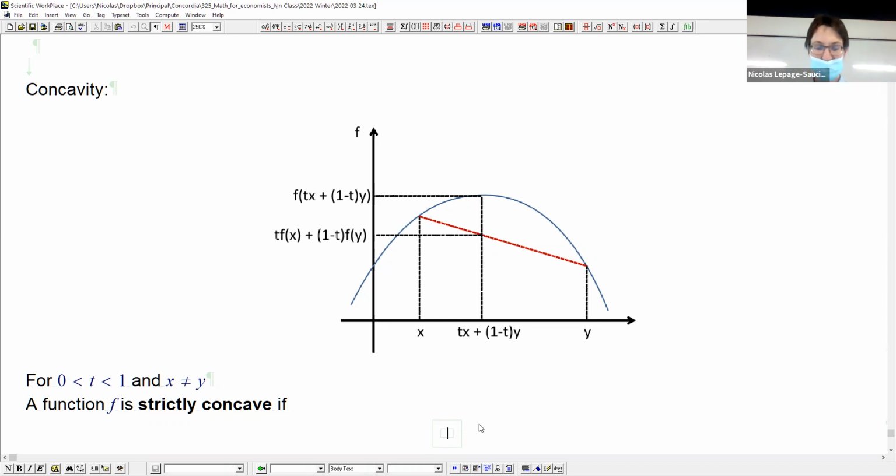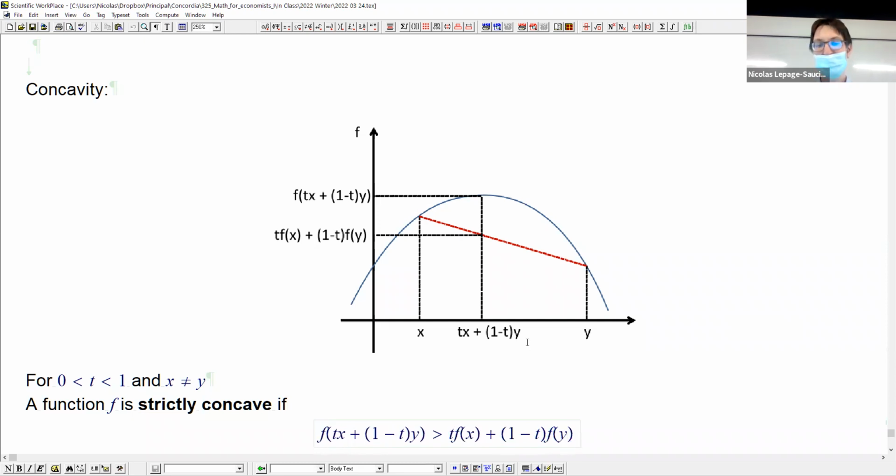So f of tx plus 1 minus t times y. So the value of this function, which is this one, is strictly larger than the linear combination of the two functions, the two values here. So it is greater than t times f of x plus 1 minus t times f of y.